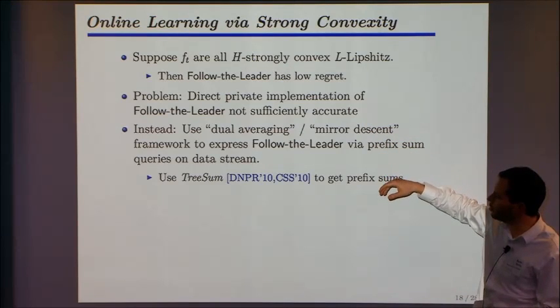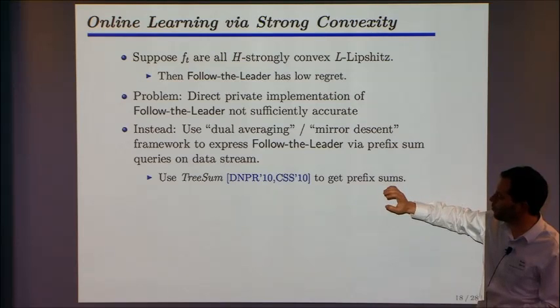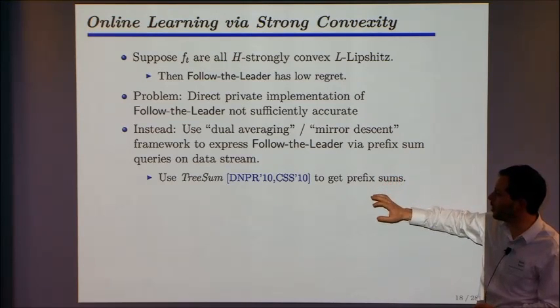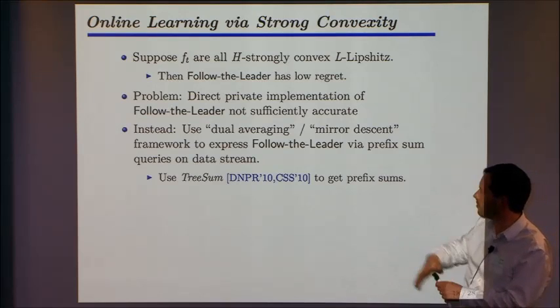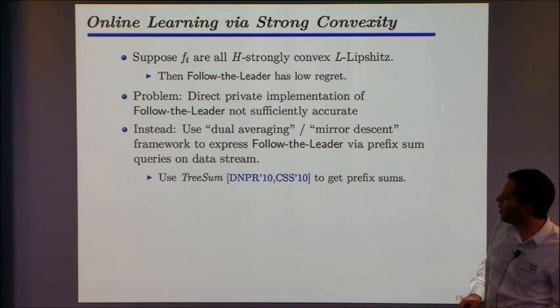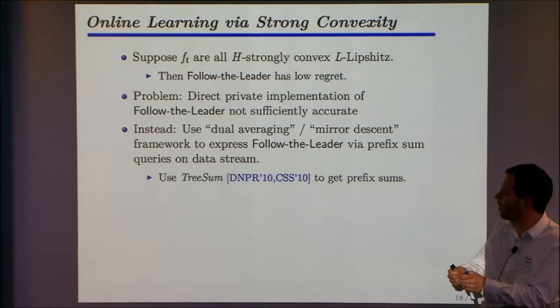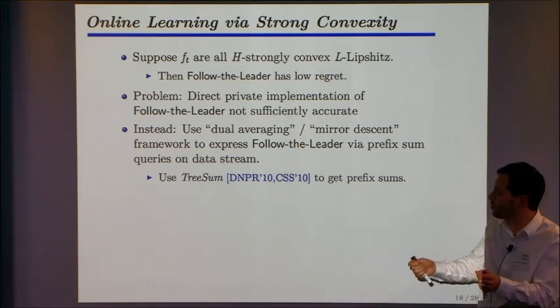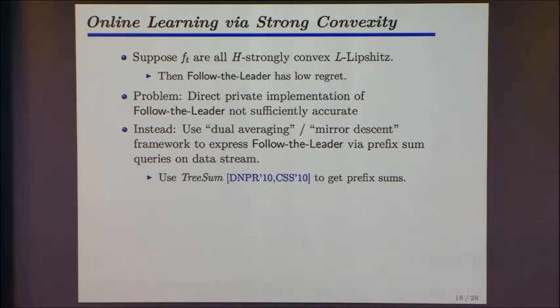So instead, we'll modify the algorithm to use an idea called either dual averaging or mirror descent, which is basically the same thing, to express the follow the leader algorithm in terms of prefix sum queries on the data stream, and then we can use our standard algorithms for prefix sum to get a differentially private version.